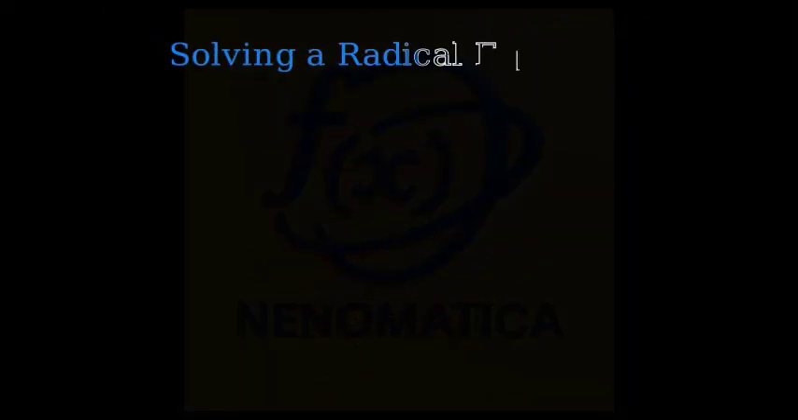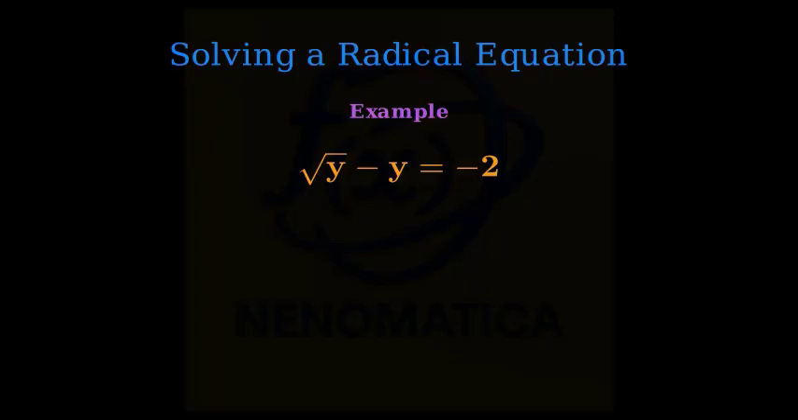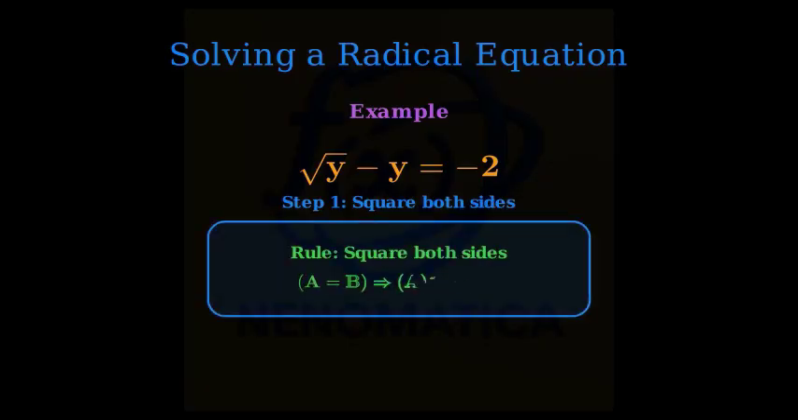In this guided example, we solve a radical equation step by step, following the exact structure shown in the source solution. Here is the example. Below it, we display the problem statement in bold orange LaTeX. Step 1. Square both sides. This mirrors the written solution, where the next line is (square root of y) squared equals (y minus 2) squared.